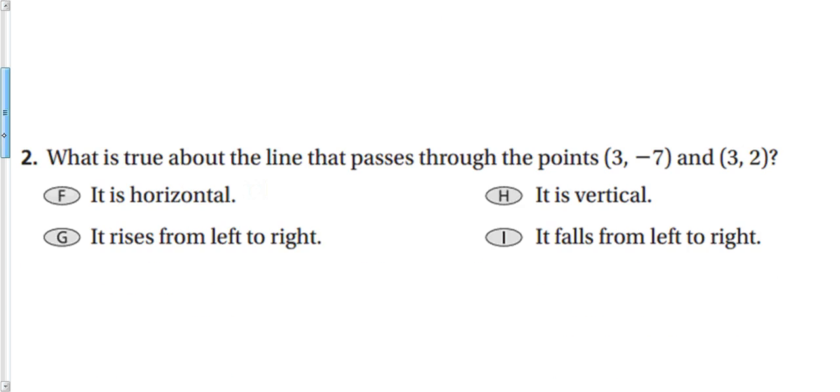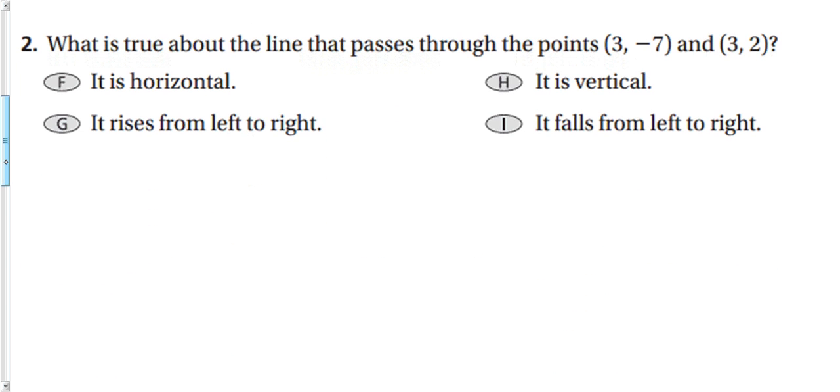Okay. What's true about the line that passes through those 2 points? Well, notice that the x values are the same. So that means it is going to have an undefined slope. Because it has an undefined slope, it is going to be vertical. If the y values were the same, it would be horizontal. Then it would have a 0 slope.